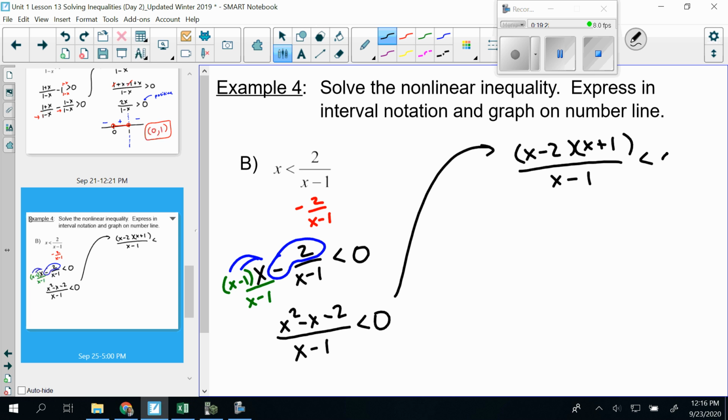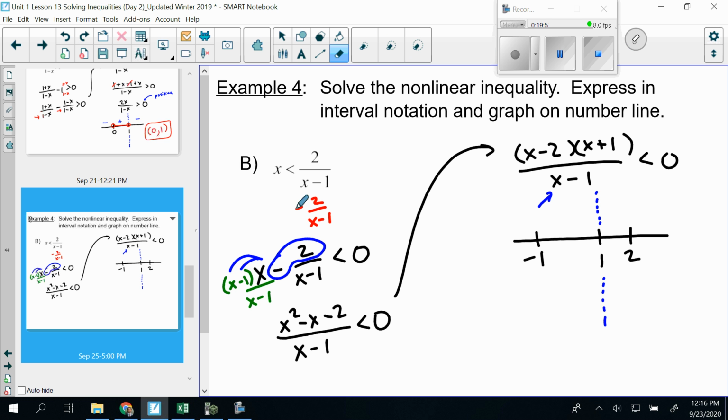So now, on our number line, which numbers do we need to check? Well, let's start with the top. Where does it equal 0? It equals 0 at 2. It'll also equal 0 at negative 1. But we also have a value that's not going to work in this problem, and that number is 1. 1 minus 1 is 0, and you can't divide by 0. So at positive 1, again, we're going to have an asymptote. So I'm going to put an asymptote there to help us remember we don't have a value there.